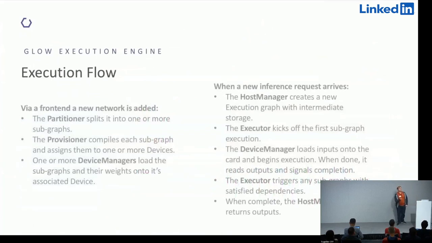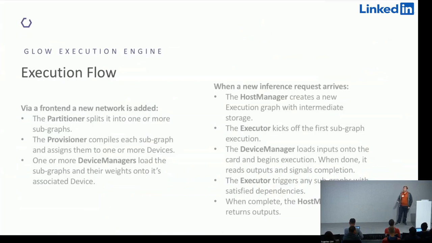So to sum it up, you have an execution flow that looks something like this. On the network adding side, we have a front end calling in to add a new network. That's passed to the partitioner, where it is split into its subgraphs. The provisioner then takes over and assigns these to specific hardware devices, compiles, and calls into that device manager to load the network. Once all of them are loaded, you're ready to roll.